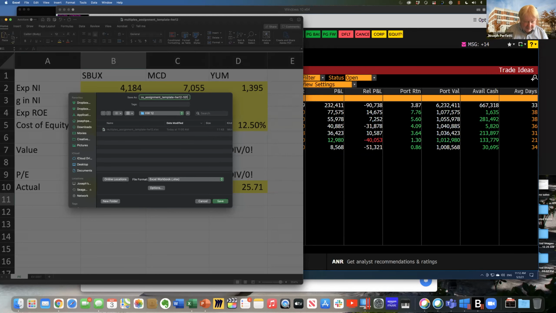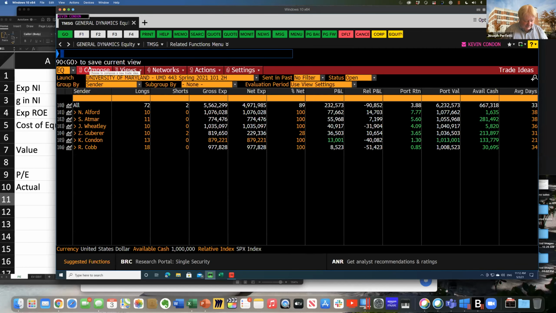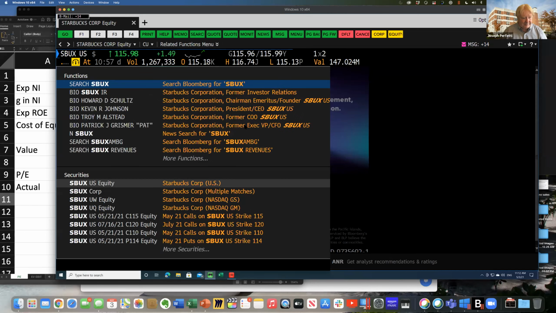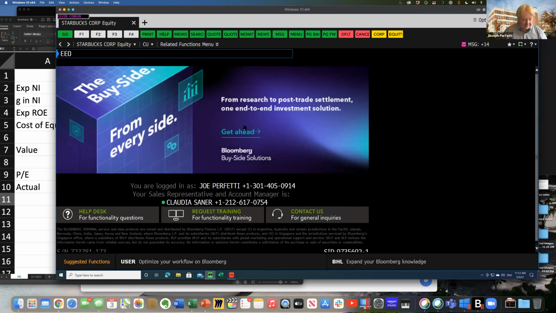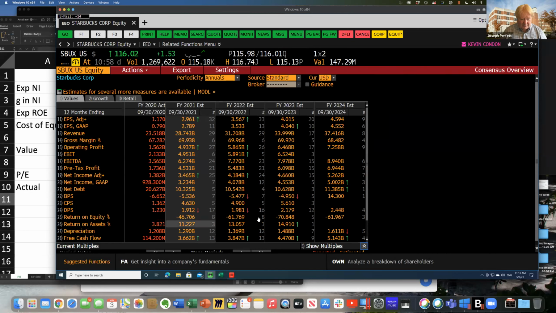You'll notice that in my solution here, I don't have the growth and return on equity filled in, because the return on equity for this industry is going to give you a challenge. Specifically, if you went to SBUX US Equity, and you went to EEO, and you went down here and looked at the forward return on equities, you got negative numbers.